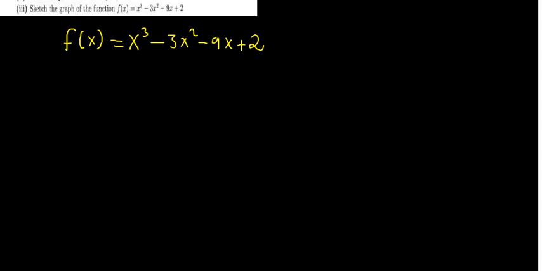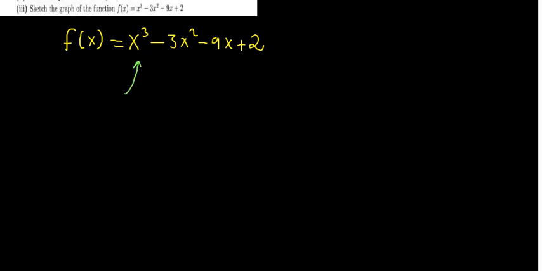And we can use trial and error. Let's try to put a 1 here. 1 minus, where there is x, we try to put a 1. 1 minus 3 minus 9 plus 2. Is that going to give us a 0? No. So let's try to use negative 1.